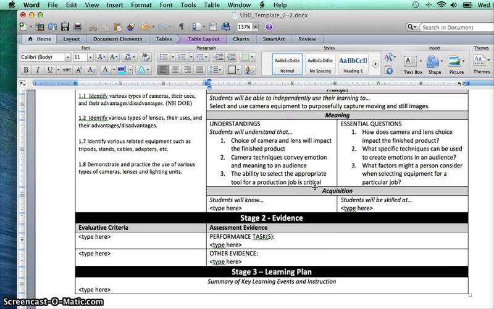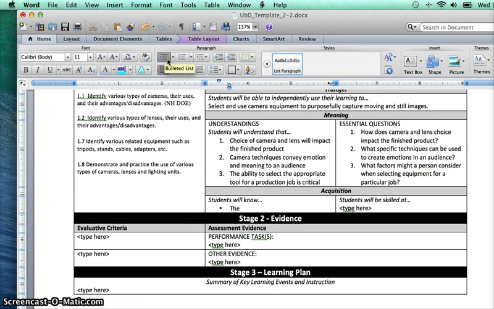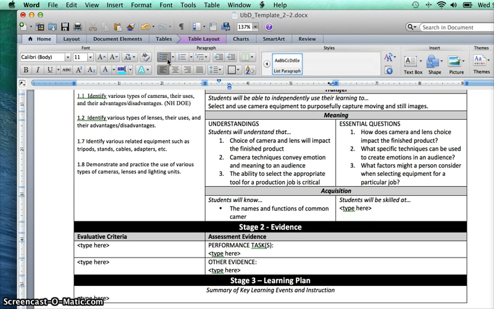Acquisition is getting into a little bit more of the specifics of what students will know and what students will be skilled at. In this case, I'm going to say that students will know, and we use bullet points, the names and functions of common camera optical controls. I was going to put down lenses, but I want to be a little bit broader in there. There are other optical controls which students may need to know as well.